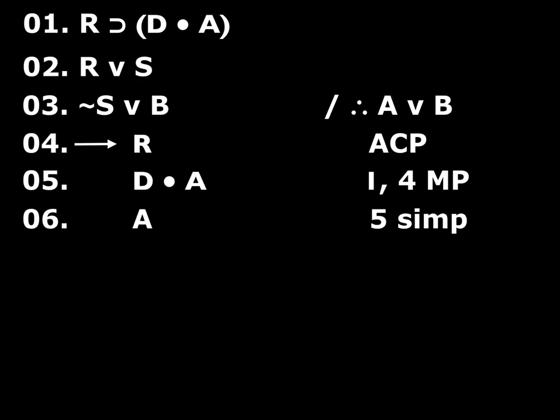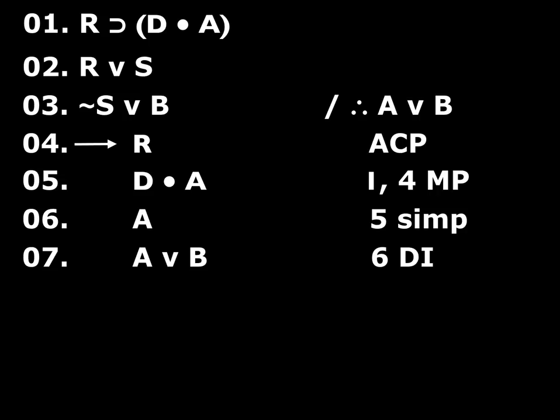So what does this mean? Here's a proof. I don't think we've seen this one yet, but it doesn't matter. Here are the premises. I assumed R. I got D and A by modus ponens. I simplified A. And then at this point I go, oh, look, I'm trying to derive A or B. I've got A, so maybe I can just go A or B by disjunction introduction, and I'm done. I'm done with my proof now because I managed to derive the conclusion of the proof.